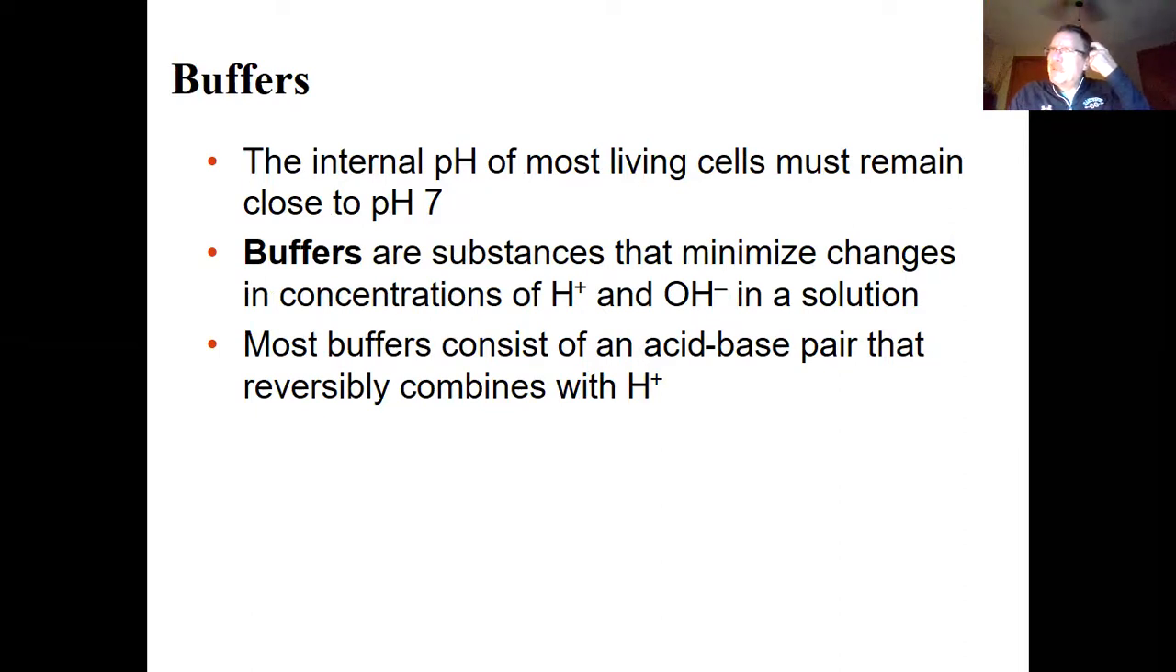Some of the stuff, acids and buffers, chemistry folks, you'll learn at the end, and you'll see much more of it at the end of honors chem, but you'll have the knowledge long before you need it. The internal pH of most living cells must remain close to pH 7. Buffers are substances that minimize that change. Remember, 1 times 10 to the minus 14th is very small, so even small changes in hydrogen or hydroxide can change the pH. So a buffer minimizes those changes and kind of absorbs those changes.